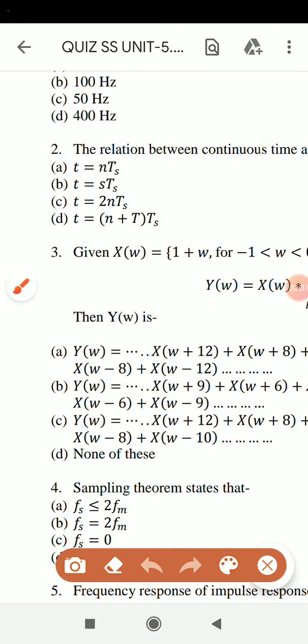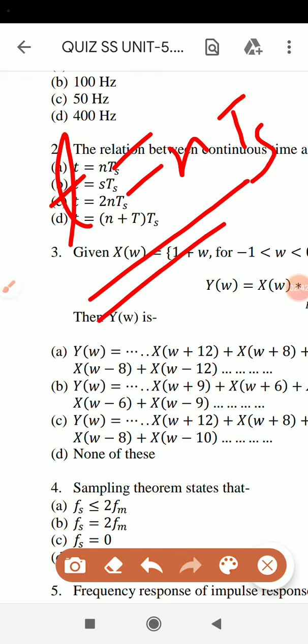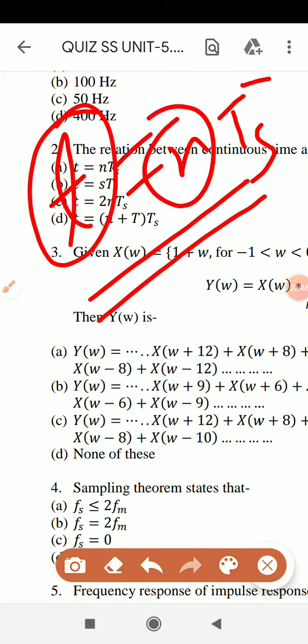Second question, the answer: we know the relation between continuous time and discrete time and Ts. Okay, this is continuous time and this is discrete time.